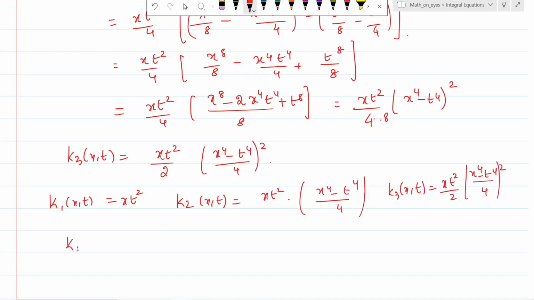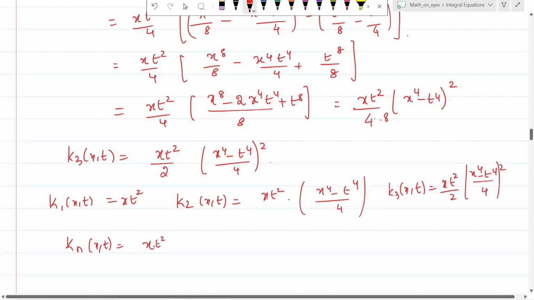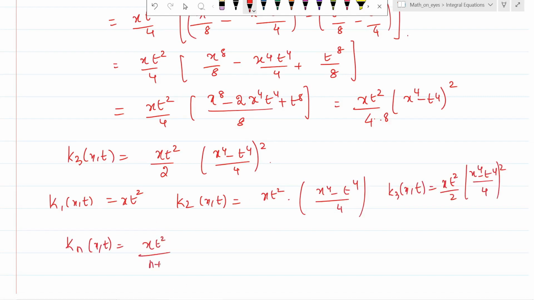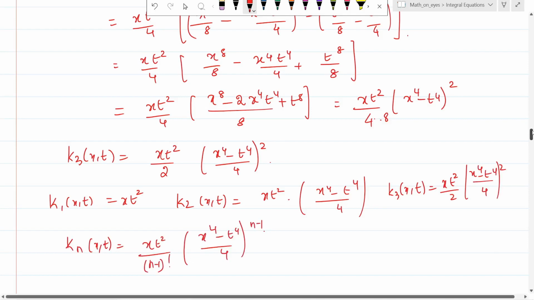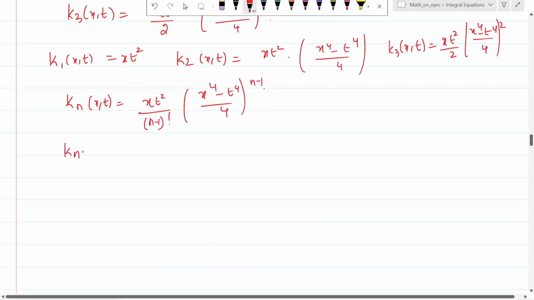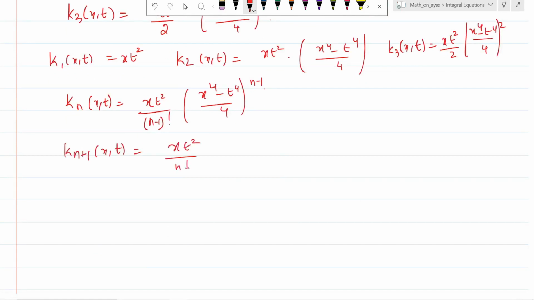So the general condition will be Kn of x comma t is equal to xt square divided by, here we have 1 factorial, here we have 2 factorial, that is n minus 1 factorial into x power 4 minus t power 4 divided by 4 the whole power n minus 1. So for k n plus 1 of x comma t, this would be equal to xt squared by n factorial into x power 4 minus t power 4 divided by 4 the whole power n.